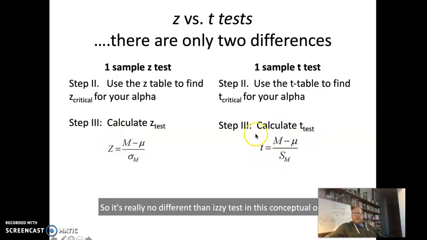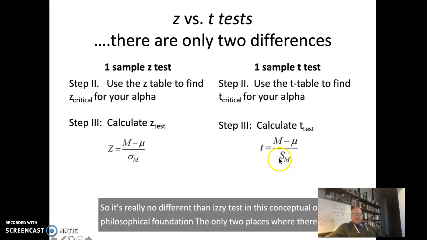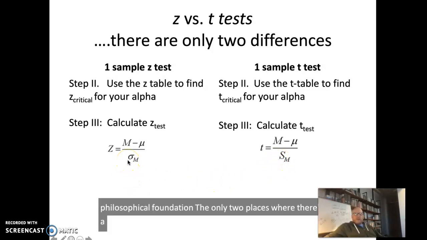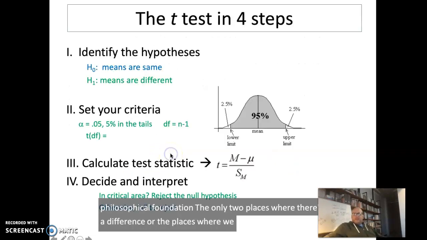The t-test is too. The difference is that this time we're using a sample standard deviation as an estimate rather than using a known population standard deviation. So it's really not that much different in most respects. This is the full rundown here of the steps if you want to pause and review that. Otherwise, let's just move on.